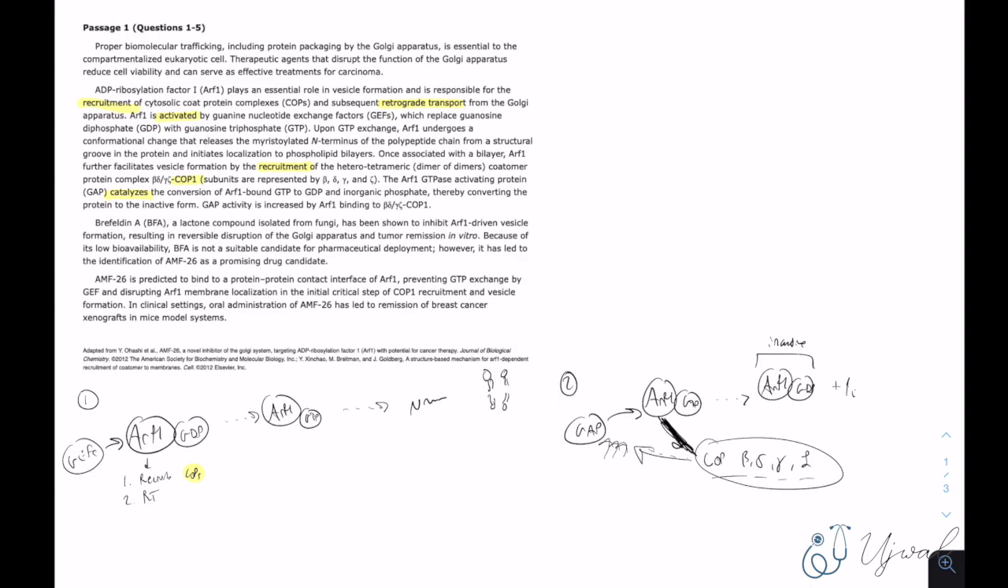All right, so the third paragraph is talking about Brefeldin A. BFA, a lactone compound isolated from fungi, has been shown to inhibit ARF1-driven vesicle formation, resulting in reversible disruption of the Golgi apparatus and tumor remission in vivo. Okay, a lot of good stuff here. So what are we seeing? Basically, first things first, keyword inhibit. So this whole process we talked about right here, scene 1, scene 2, BFA has the ability to inhibit that.